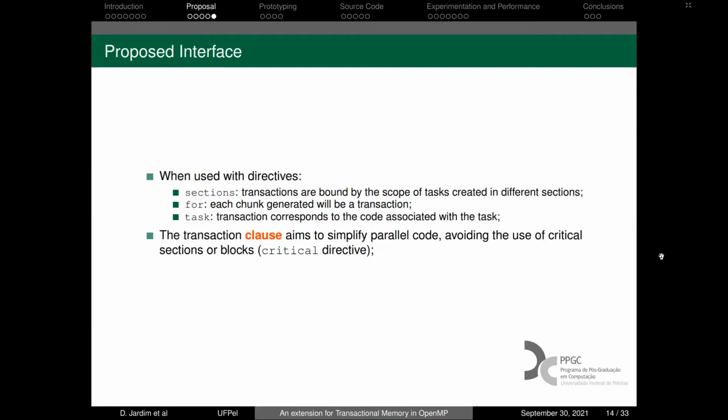Using the transaction clause with different directives will result in different behaviors. For example, with the sections directive, the transactions are bound by the scope of each task created in different sections. For the for directive, each chunk generated will be a transaction, and for the task directive, the transaction corresponds to the code associated with the task. The transaction clause that we are adding aims to simplify parallel code, avoiding the use of critical sections or blocks like the critical directive, for example.